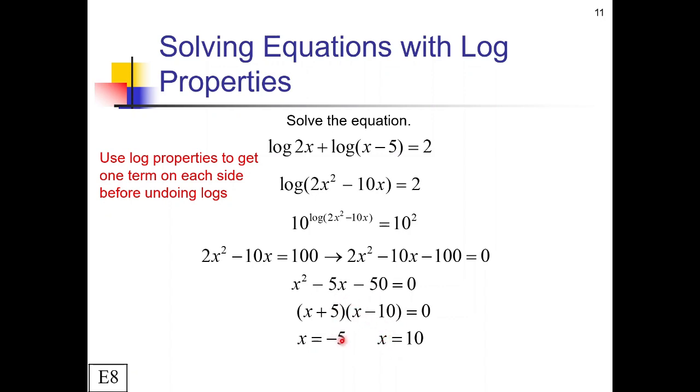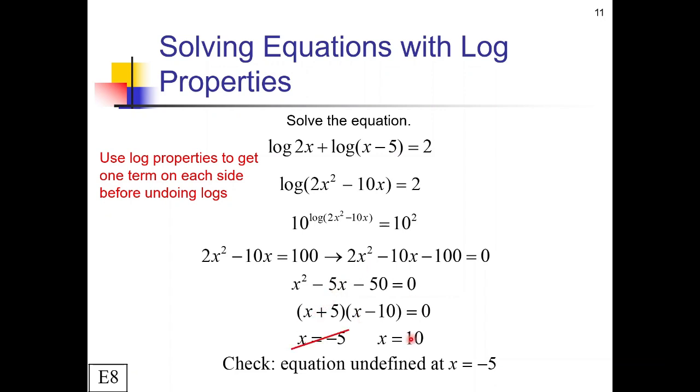If I plug negative 5 into the original, 2 times negative 5 is going to give me a negative that I'm taking the log of, and the same thing happens over here. So because I'm taking the log of a negative, negative 5 actually makes the original undefined, and we have to cross that out as an extraneous root.